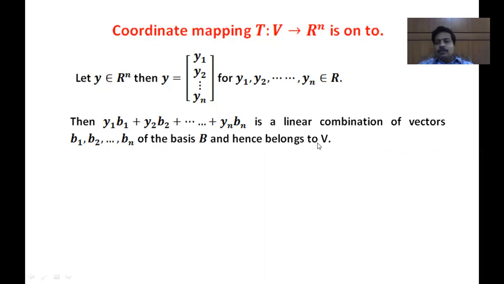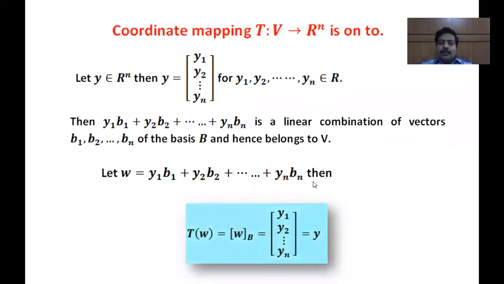So it belongs to, let us name it as W. W is a new vector in V, which is represented by this linear combination. Let W is equal to y1 b1 plus y2 b2 and so on, yn bn.